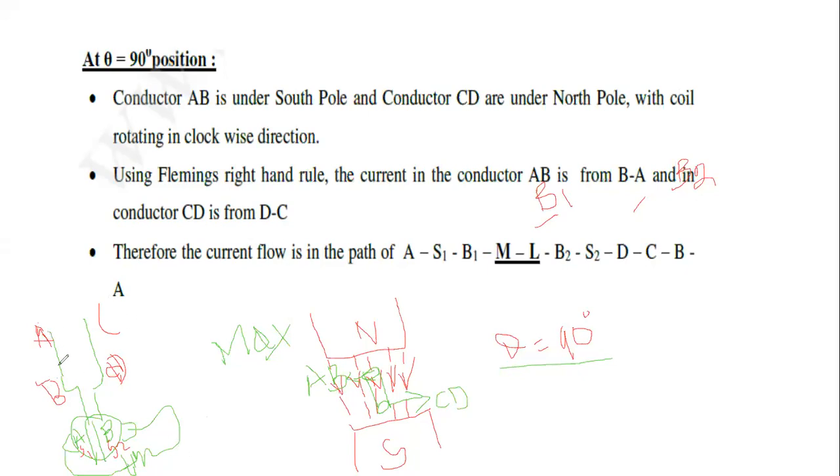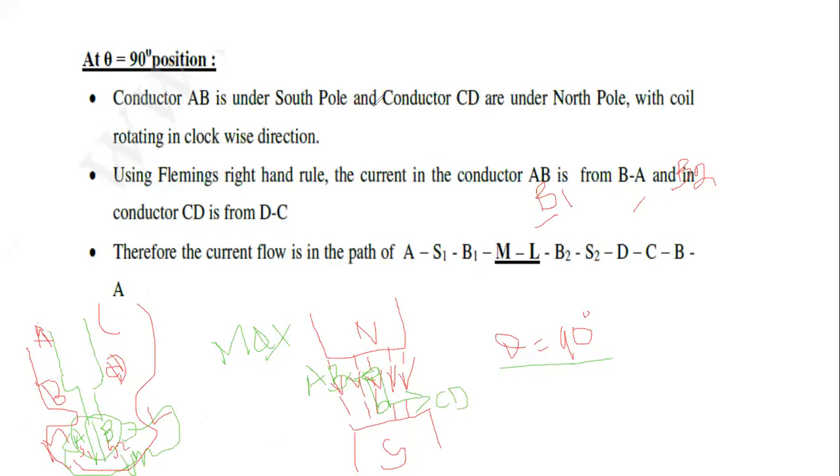First, conductor A to S1, and M to L, and B to S2. The current flow direction is like this: A, B, M, S1, L, S2, D, C. Okay, this is the current flow direction.